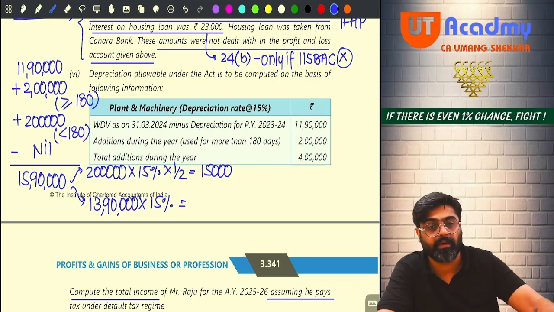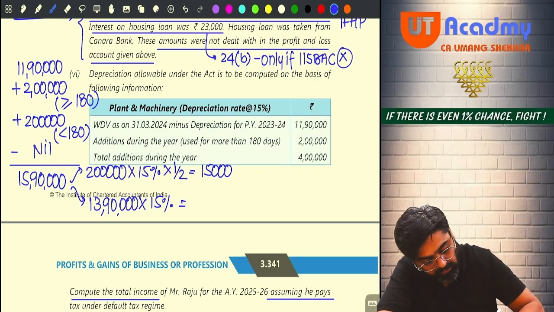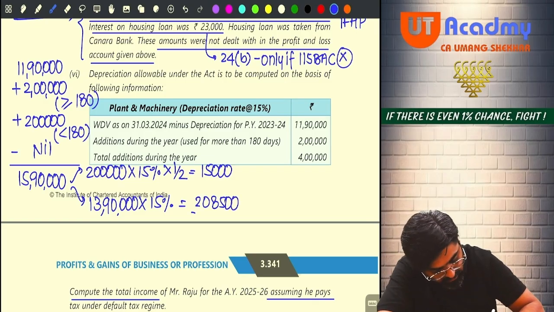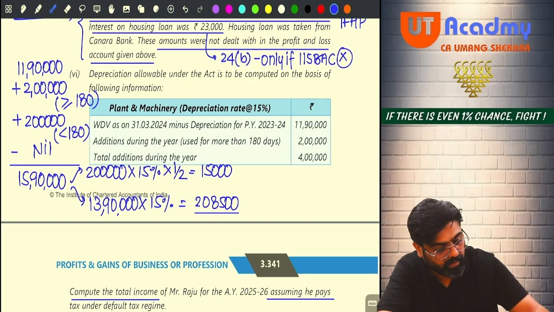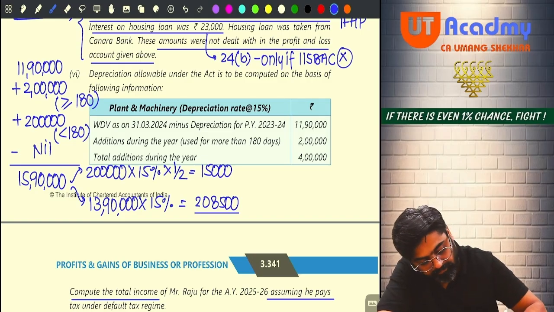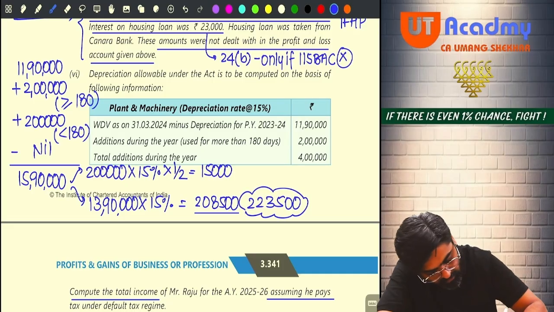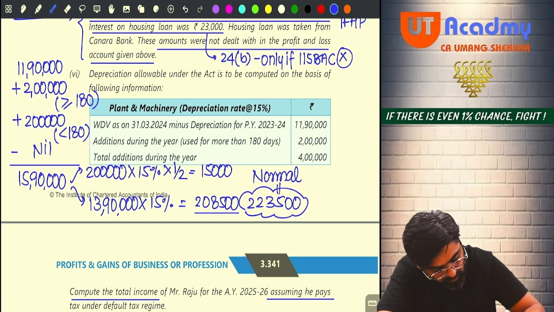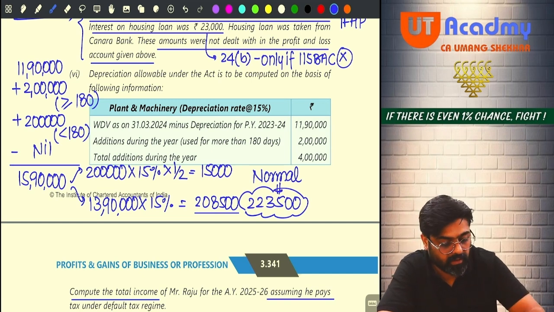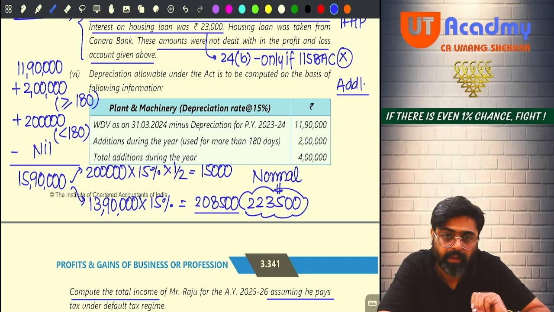2 lakh 8,500. Okay. 2 lakh 8,500. Wait, add both of them. So 2 lakh 23,500. This 2 lakh 23,500 is your normal depreciation. Normal amount of depreciation. And sir, additional depreciation also would come if assessee does not follow 115BAC.